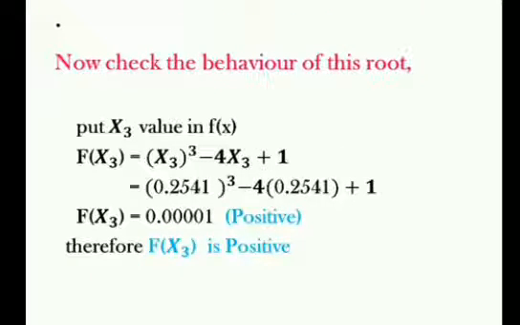Now check the behavior of these roots. Put the x3 value in f of x, that is x is replaced by x3. We get f of x3 is equal to x3 whole cube minus 4 into x3 plus 1. Already we have x3 is equal to 0.2541. We substitute the value here and get 0.2541 whole cube minus 4 into 0.2541 plus 1. Simplifying this, we get f of x3 is equal to 0.00001. It is a positive value. Therefore, f of x3 is taken to be positive.